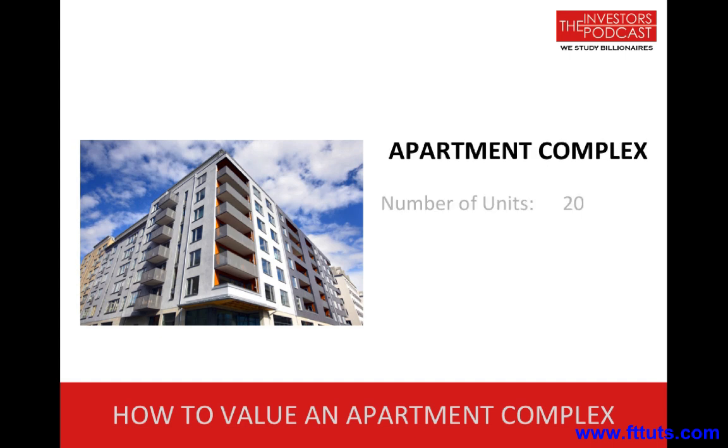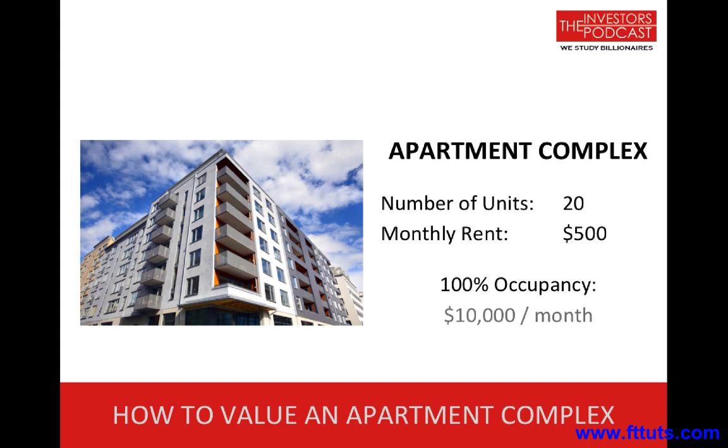So there's 20 people living in this apartment building. And let's just say that the average monthly rent is $500 per month. So each one of those units will bring in $500 per month. And so if there was 100% occupancy, that would be $10,000 a month that this apartment building would bring in.